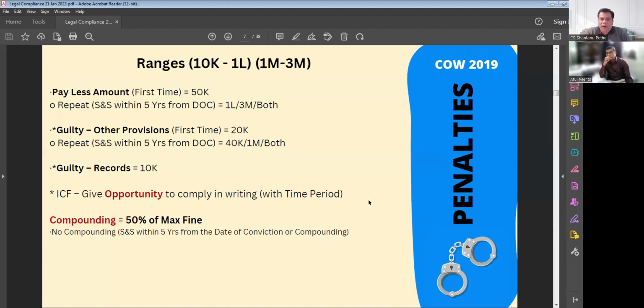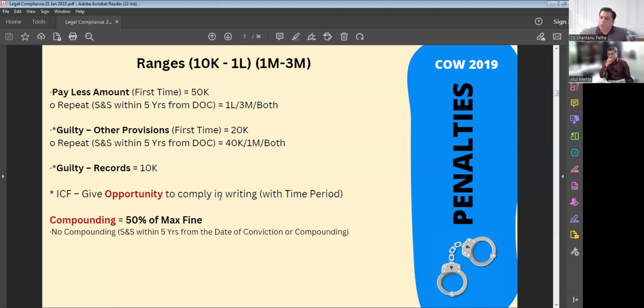Yes, but for other offenses under this, you will get the opportunity if you are committing the offense for the first time. But for repeating the offenses of other provisions, you will not get this opportunity. There is another defense, or let's say escape route, that is compounding, which is provided under this act.